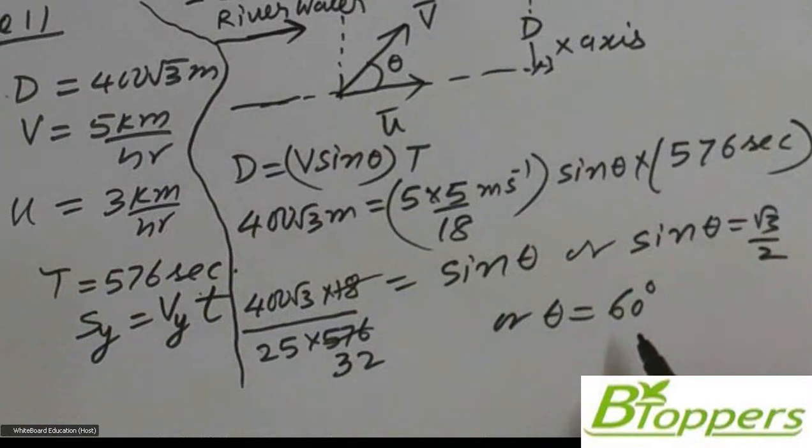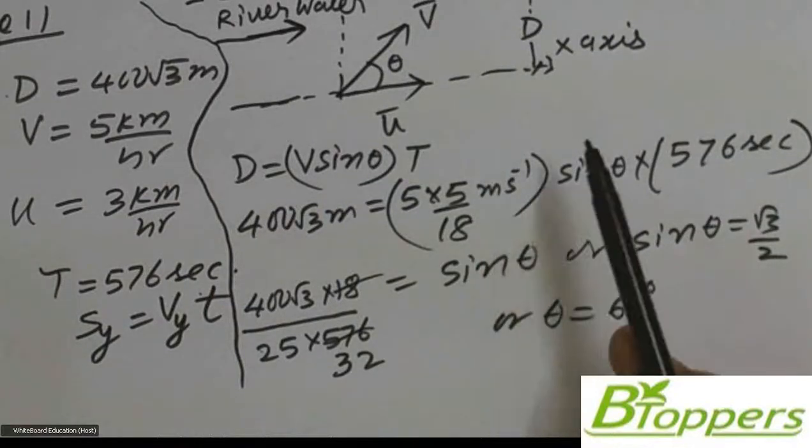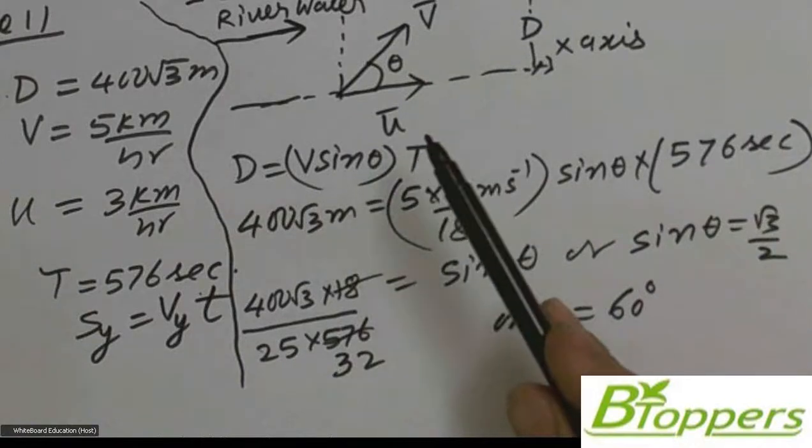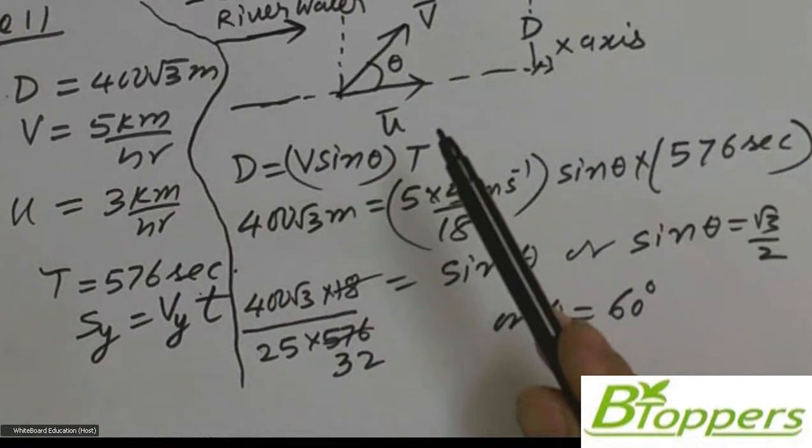You're asked to find the actual distance covered by the boat while crossing the river. To find the actual distance covered by the boat while crossing the river, you have to find the magnitude of the resultant velocity. Here V bar is the velocity of the boat relative to water. U bar is the velocity of water in the river.